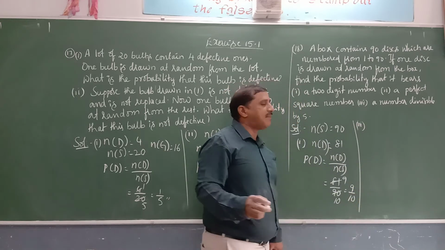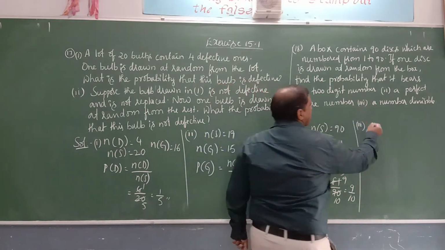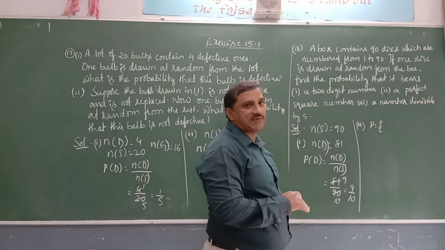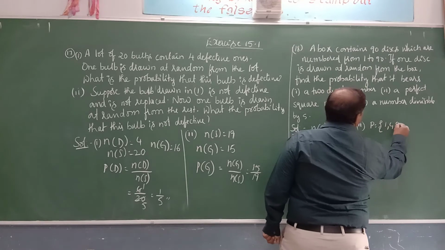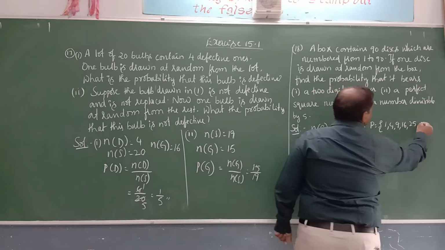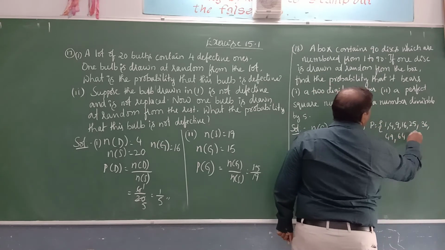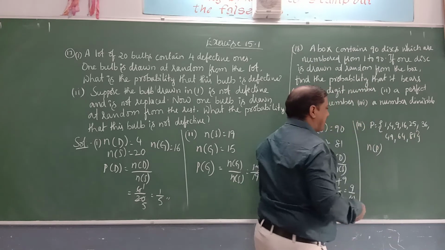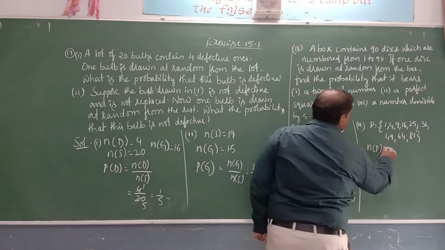Perfect squares, I am taking S. Sorry, I will take P. P stands for perfect squares. So first we find the number of perfect squares. What are the perfect squares from 1 to 90? 1 is one number, then 4, 9, 16, 25. After that it is 36, 49, 64 and 81. So n(P), the number of perfect squares, how many are there? We have 9 perfect squares. That is equal to 9.